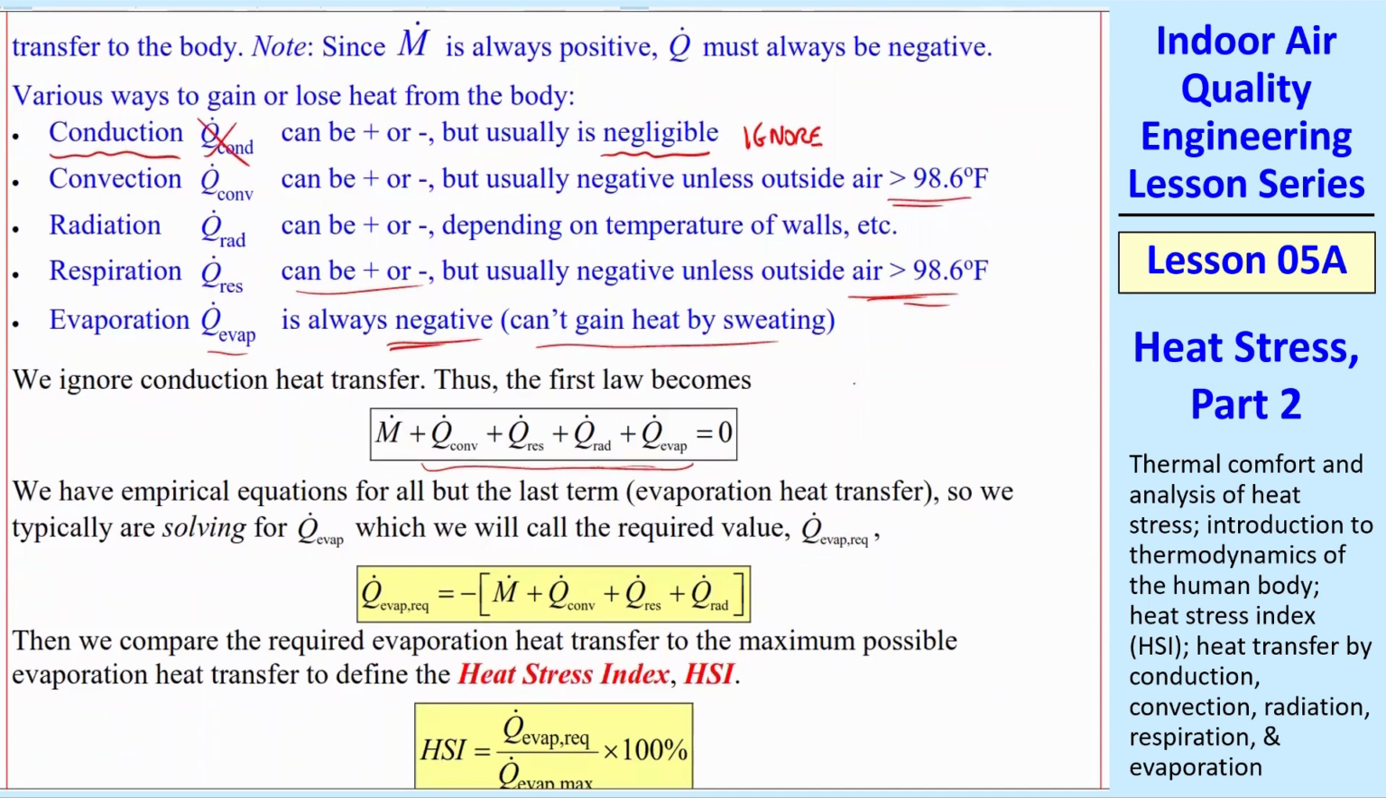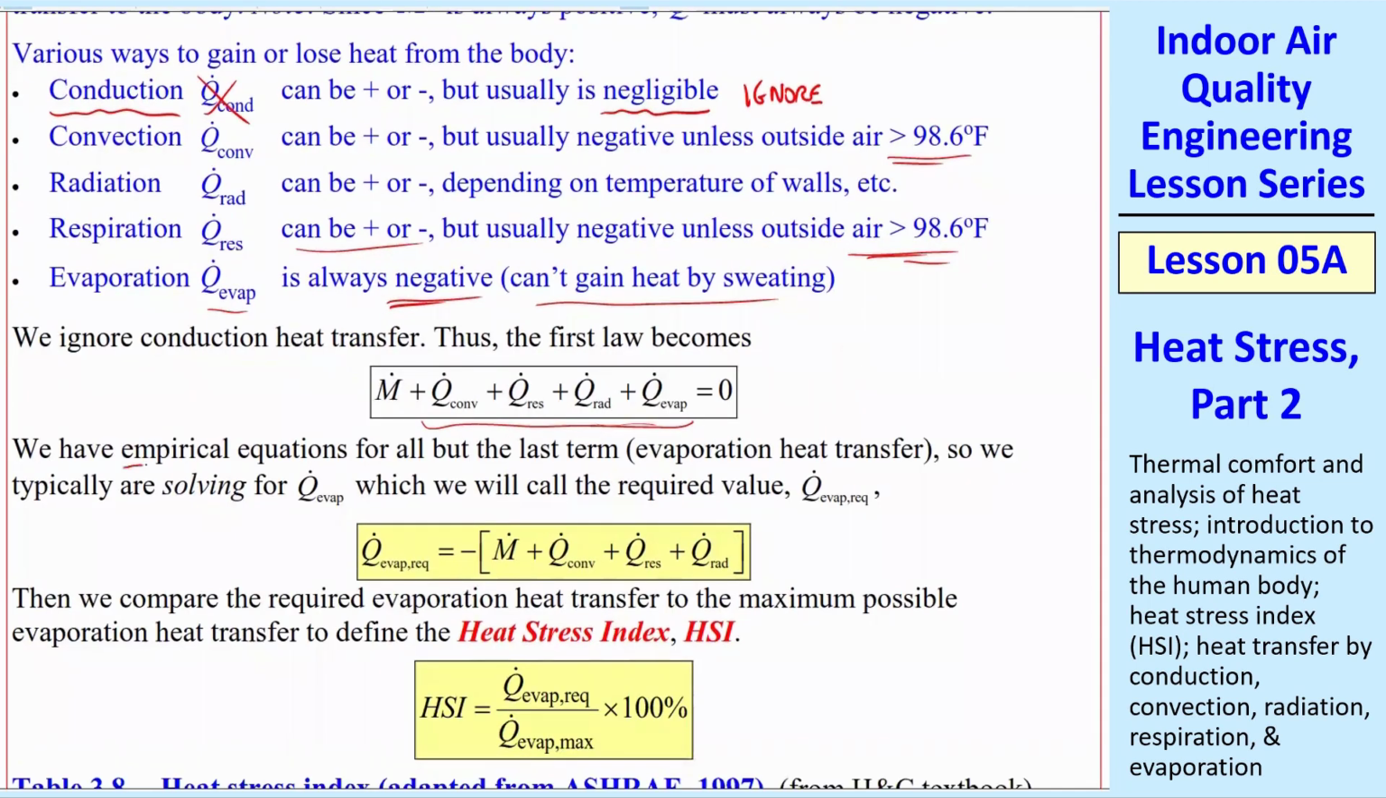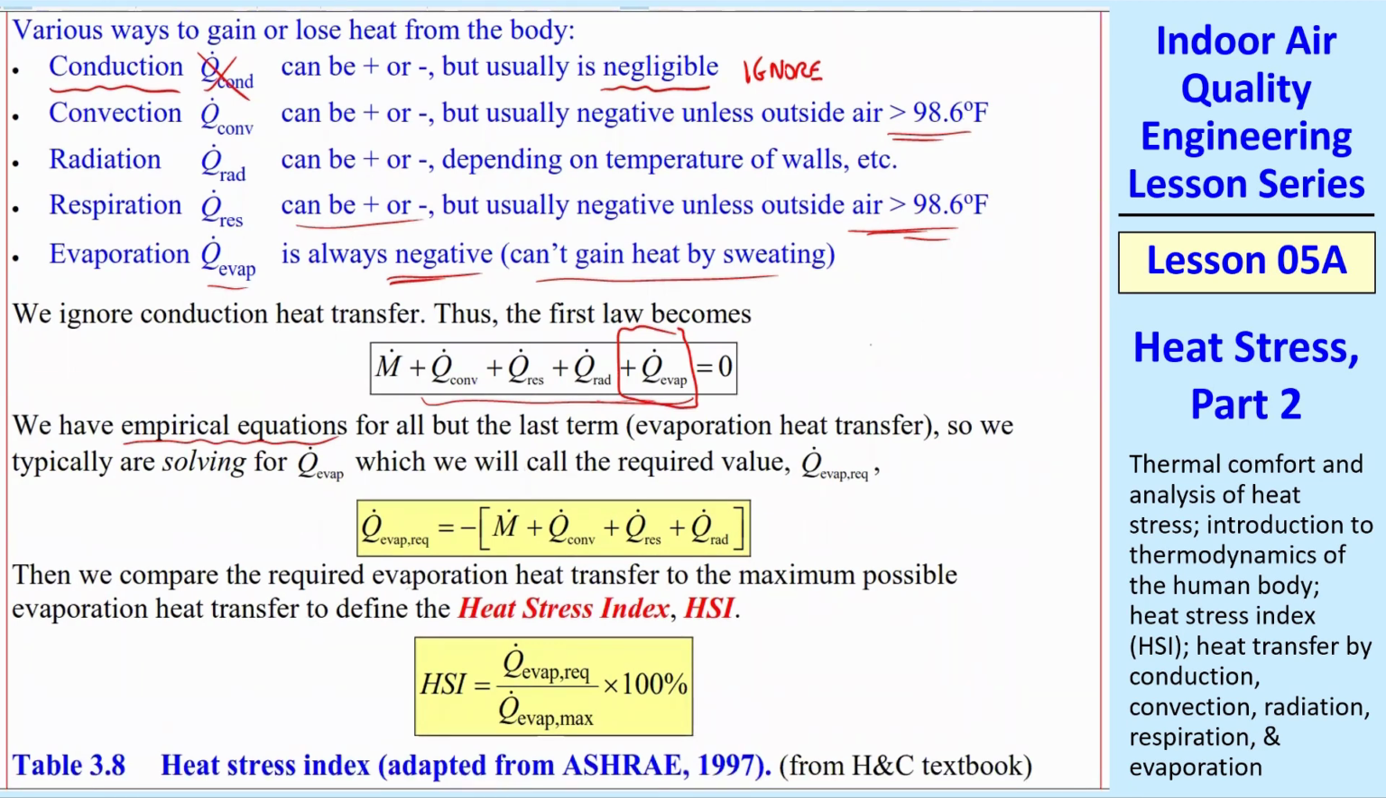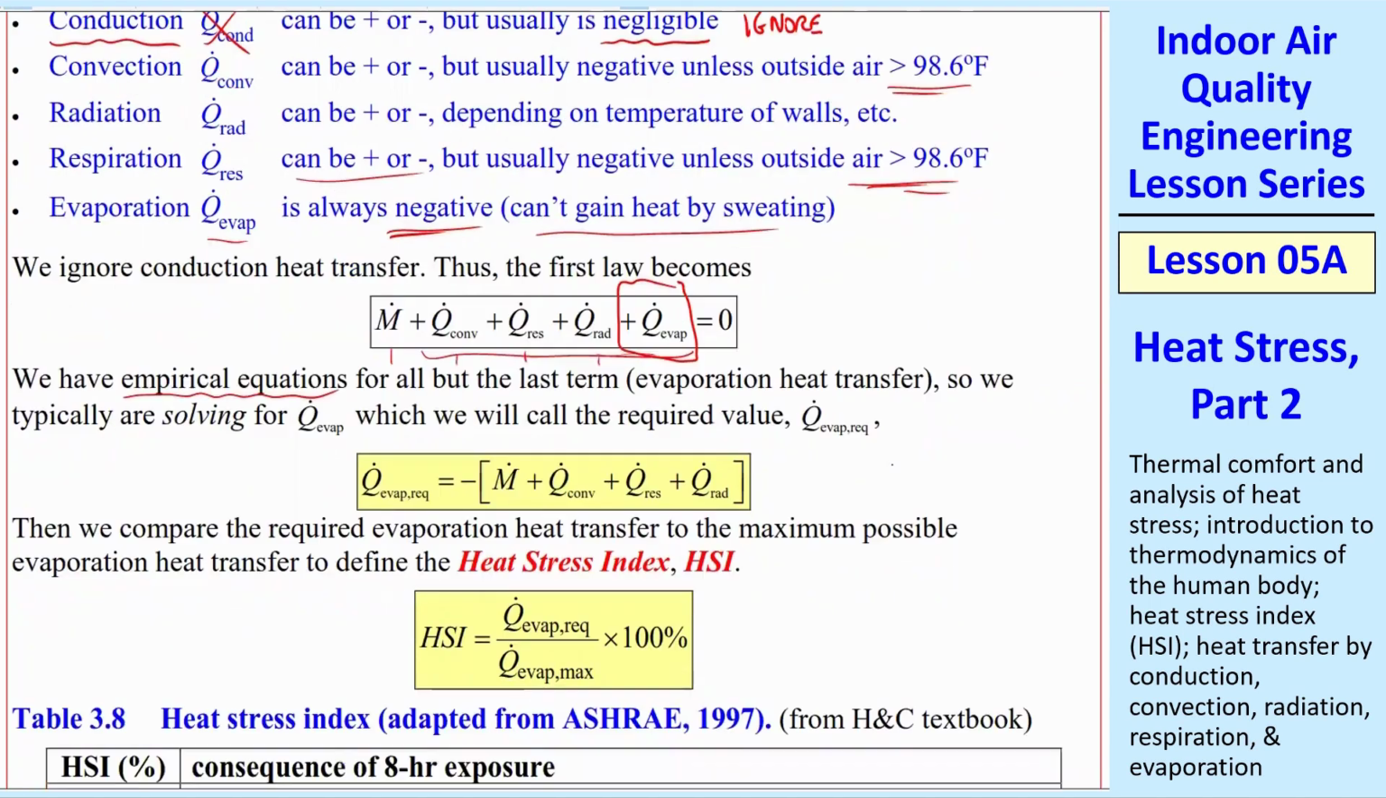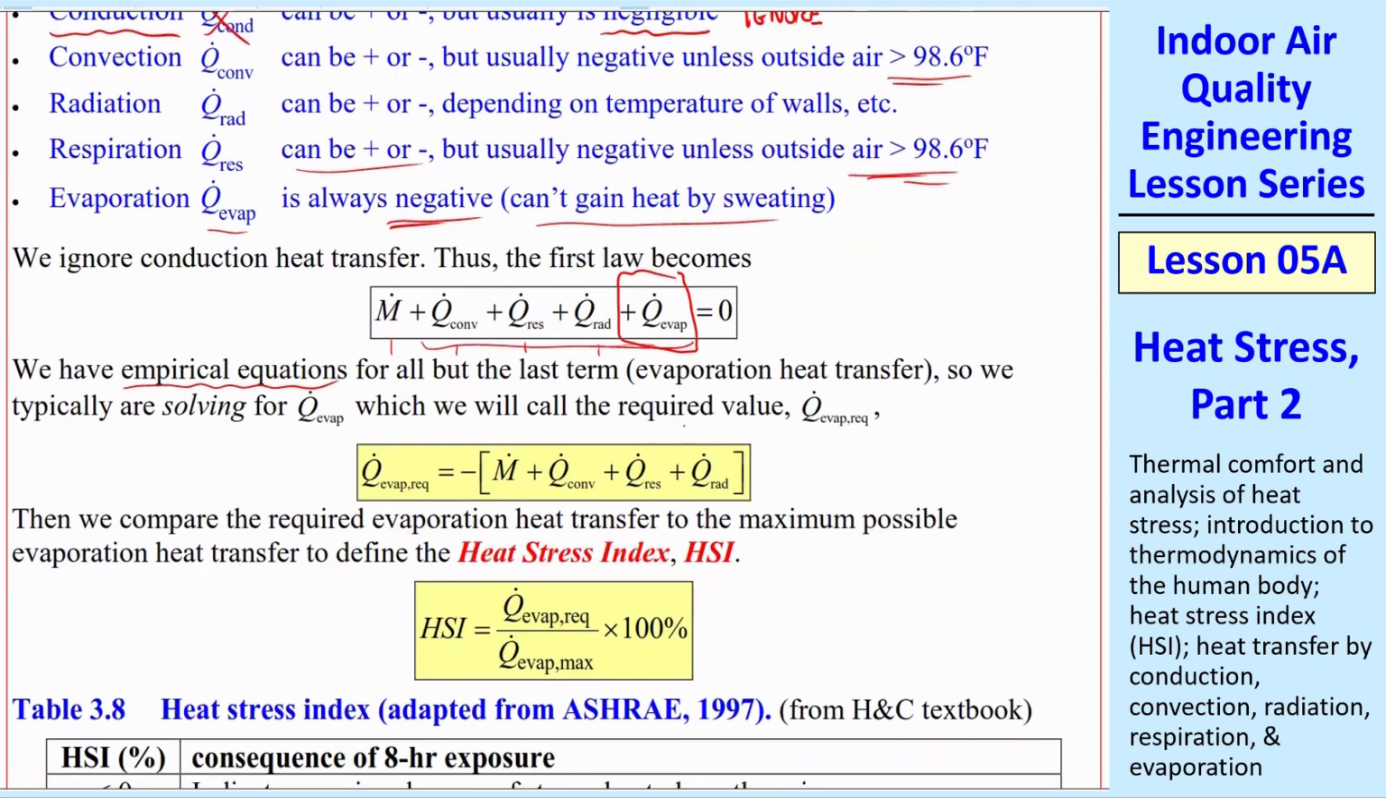What do we do now? Well, we have to come up with equations, and these are empirical equations that people have come up with over the years for all but the last term. That's the hardest one to calculate, how much evaporation heat loss by sweating. That one's hard. So instead, what we do is solve for q dot evaporation, and we'll call this the required value of q dot evaporation. So q dot evaporation is just negative of all these other terms. So this is the equation that we'll actually use.